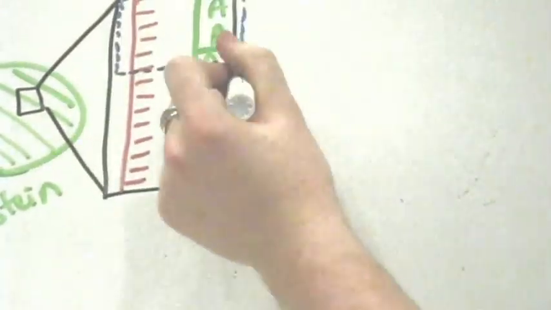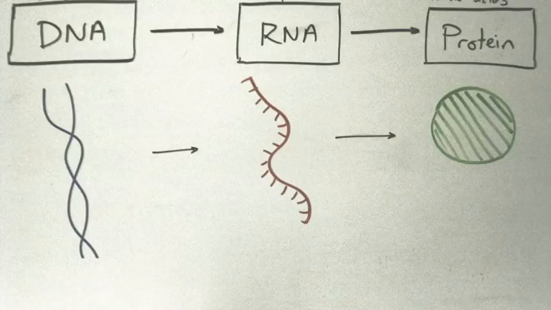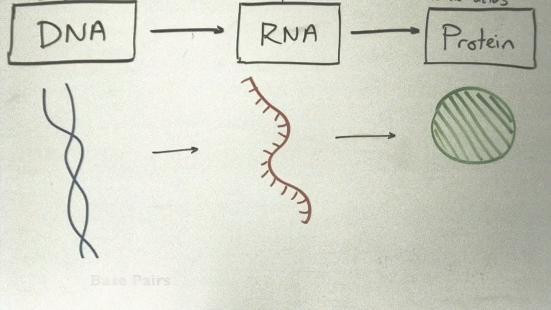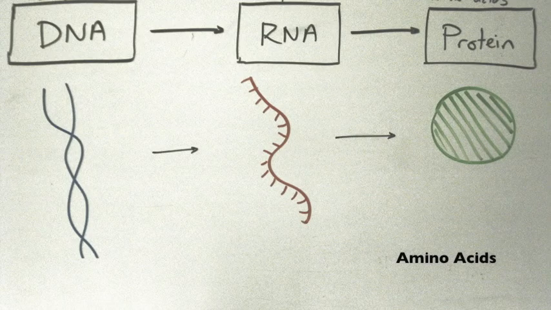A protein is made up of amino acids, and each amino acid is coded for by 3 letters of RNA. So DNA, which is made up of base pairs, can be turned into RNA, which is made up of corresponding bases in a process called transcription, and RNA can be turned into a protein, which is made up of amino acids in a process known as translation.